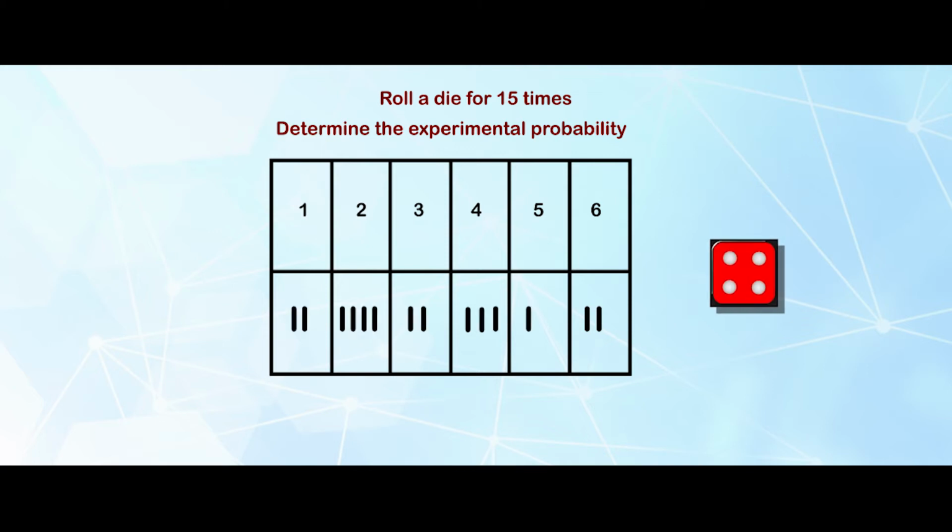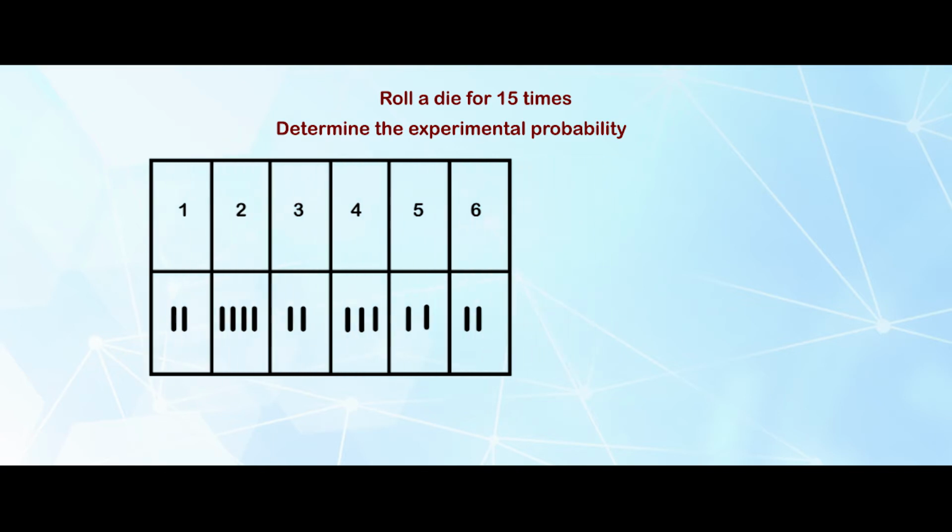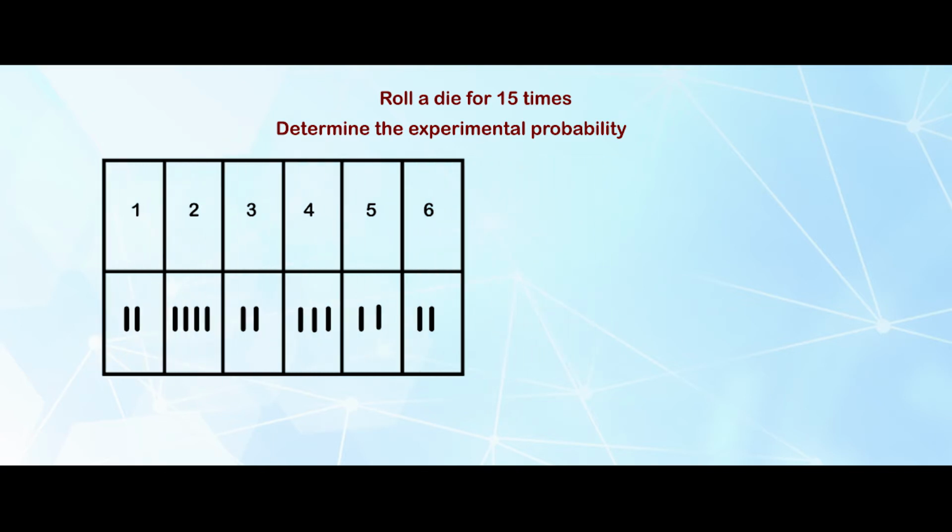And finally, on my 15th roll, I have number 5 facing up. So this is how we record the result. Now, since we have rolled the die for 15 times and we have the result, we can determine the experimental probability by first of all listing down the number of total outcomes. So here the number of total outcomes is 15 because I've rolled a die for 15 times.